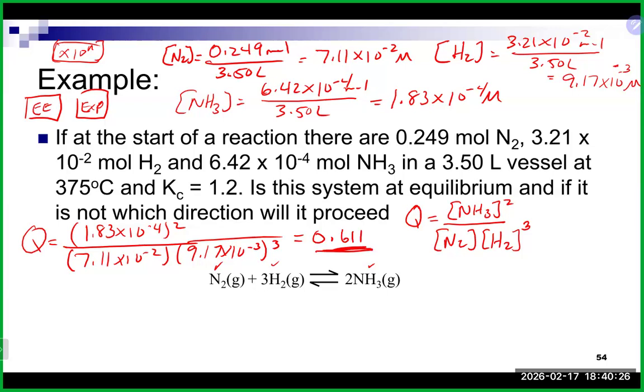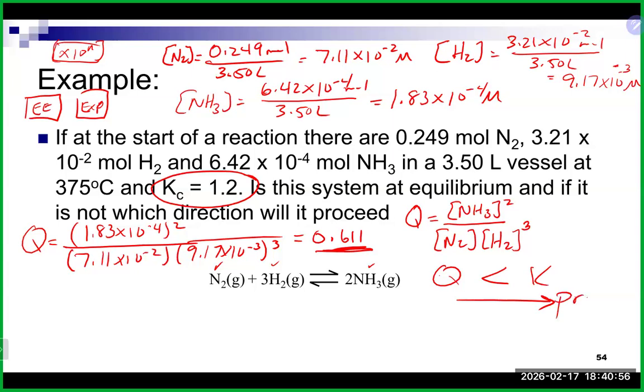Now that we have the Q value, we want to compare it to our K value that was given to us, which is 1.2. And we could hopefully see in this case, Q is less than K. So the first thing that tells us is the system is not at equilibrium. And in order to reach equilibrium, it's got to go the opposite way, towards products. So we'd have to make some products to reach equilibrium. Questions on that?